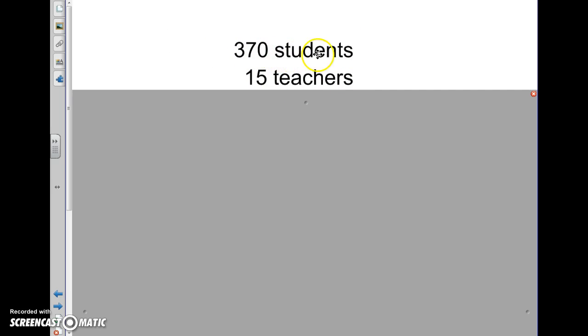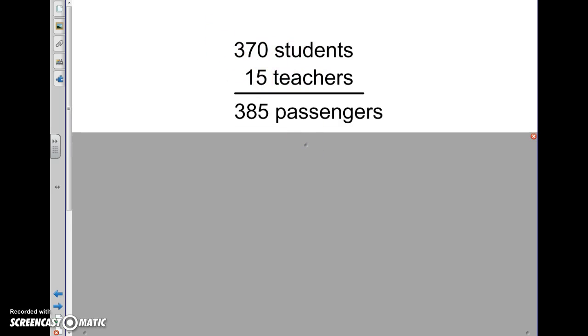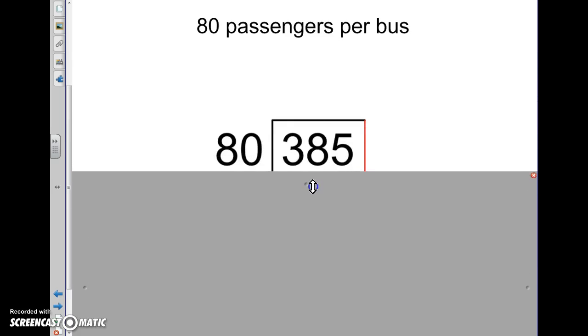We know that we have 370 students. We have 15 teachers. We are going to add them up, and we'll have 385 passengers. We know there's 80 passengers per bus, and so we're going to do division to figure out how many.